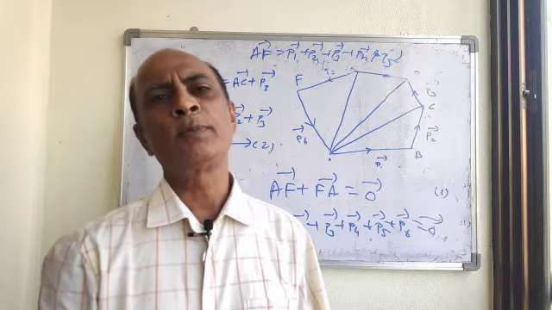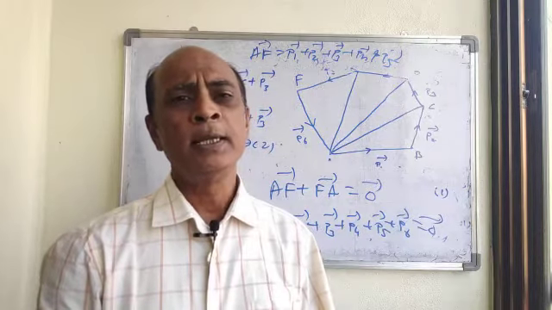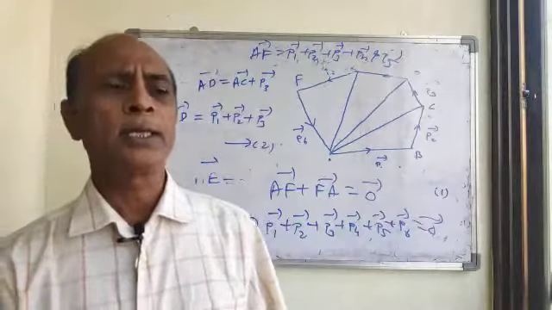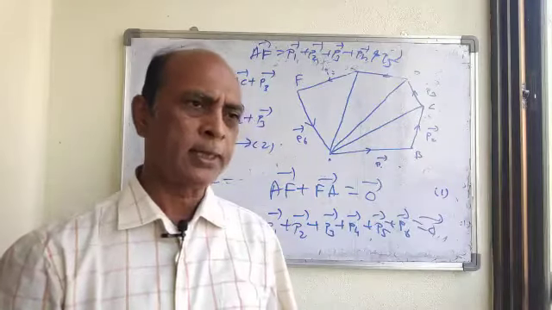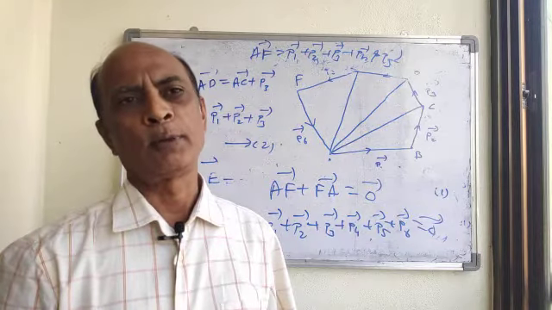So in this case we have proved that if any number of forces acting on a particle are represented in magnitude and direction by the sides of a polygon taken in order, then they are in equilibrium. So this is the Polygon law of forces.